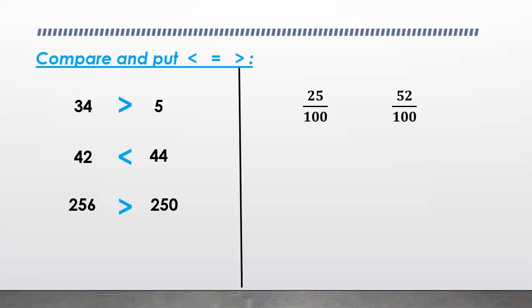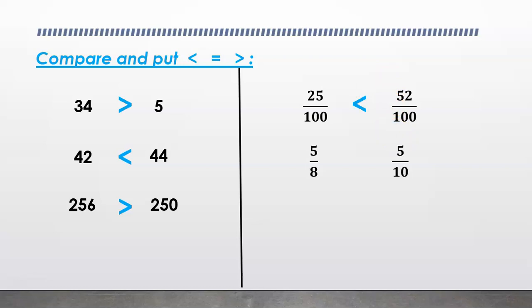Okay, let's start. 25 over 100 and 52 over 100. Here we look at the denominator, which is the same, 100 and 100. Then the numerator: 52 is more than 25. It's a normal fraction, right? Then 52 over 100 is more than 25 over 100.